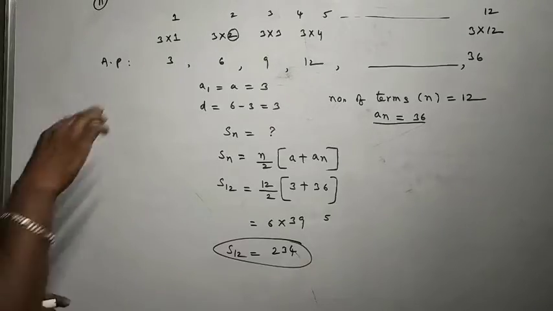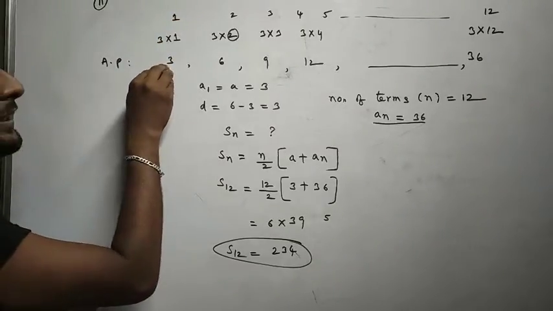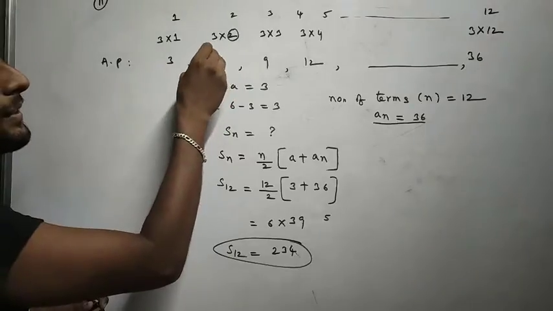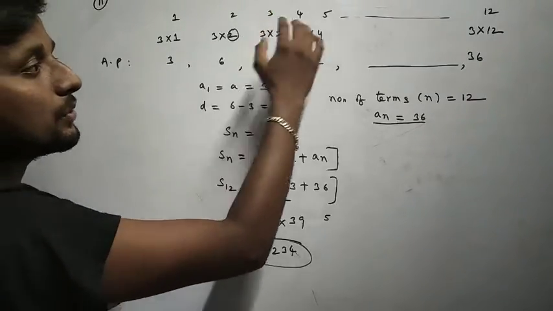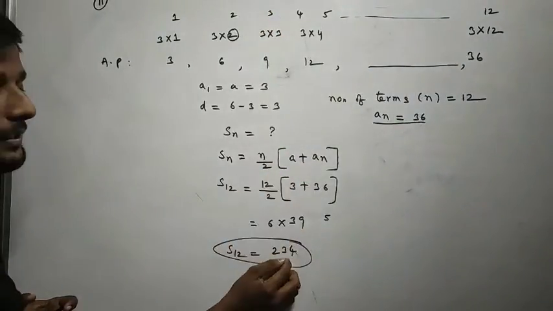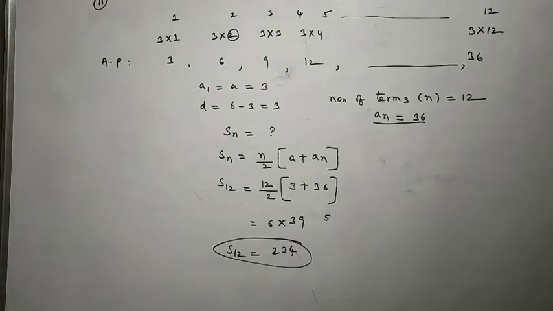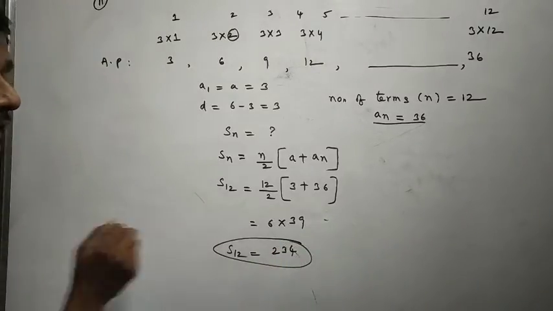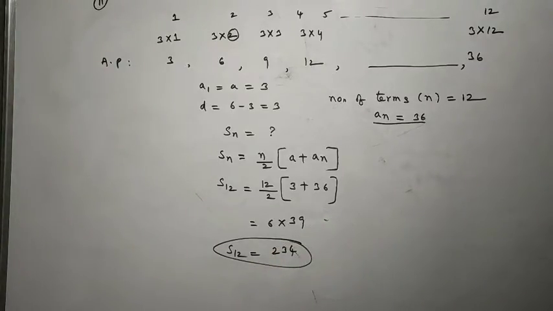That means class 1 students planted 3, class 2 students planted 6 trees, 3, 9. So if you add all these, that is equal to 234. So what does 234 tell you? The 234 tells us the number of plants planted by the children. So the number of plants planted by the children is 234. It is the 11th problem, beta.